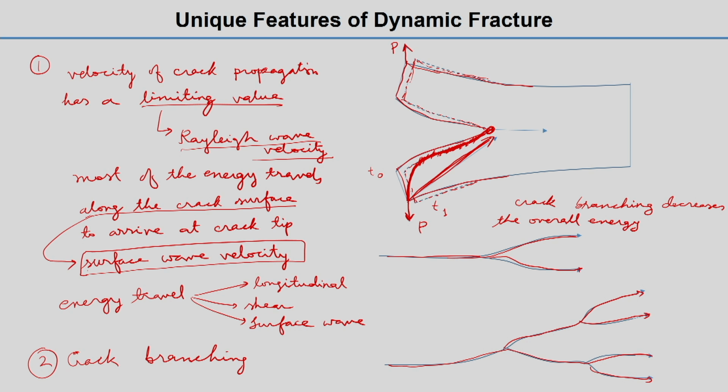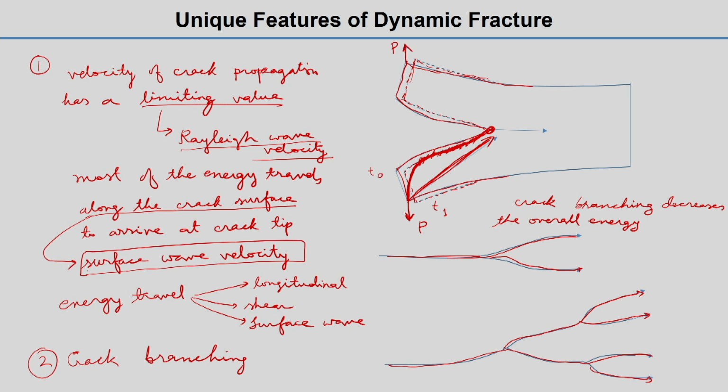overall energy. And as you know, if it is quasi-static fracture, there will probably be only one single crack, and that will result in two parts of the material. The crack will divide the material into two parts. But in this case, the crack will branch, and this crack branching will decrease the overall energy. Probably that will decrease the crack speed as well, and this branching will lead to fragmentation.